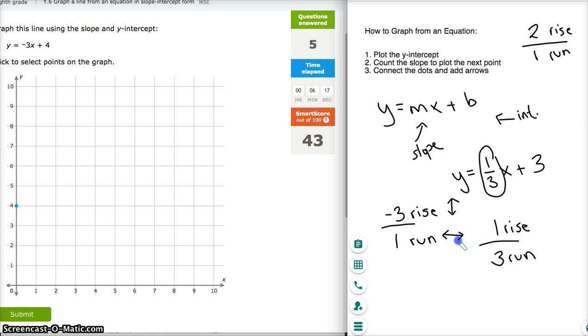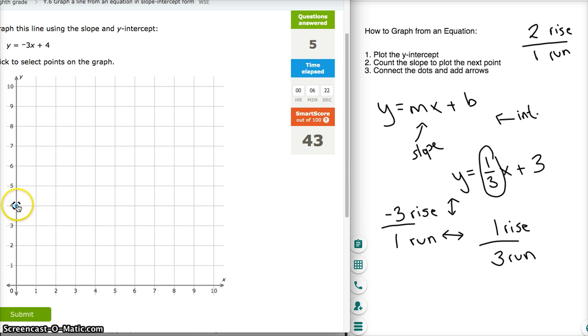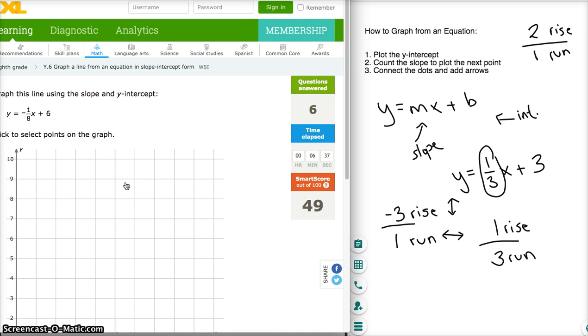So in this situation, we're going to start on 4, which we did, and we're going to go down 3 because it's a negative 3. So down 1, 2, 3, and over 1. Click it and then make sure that this is a negative line because that's a negative slope. So this is a negative line, and that is correct.